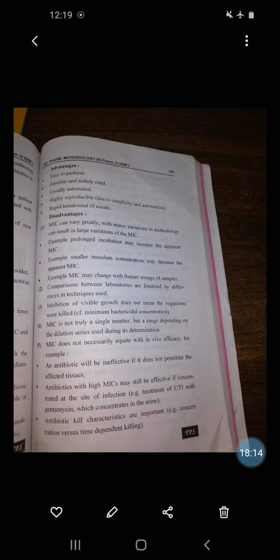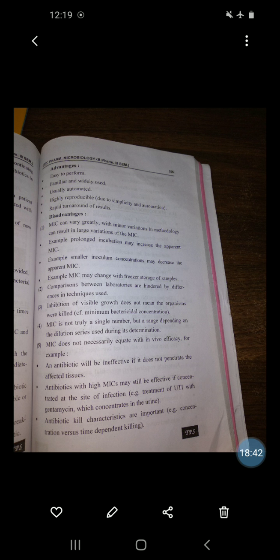An antibiotic will be ineffective if it does not penetrate the affected tissues. Then an antibiotic with a high MIC may still be effective if concentrated at the site of infection. For example, treatment of UTI with gentamicin, which concentrates in the urine.